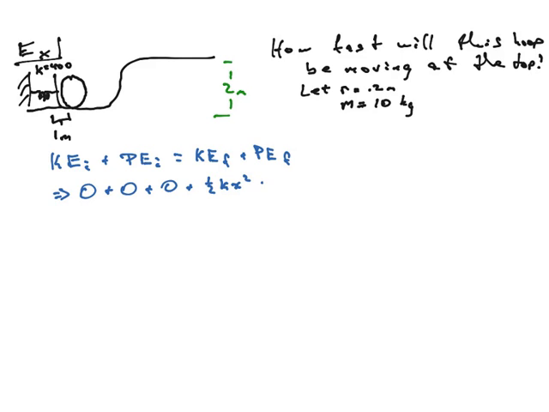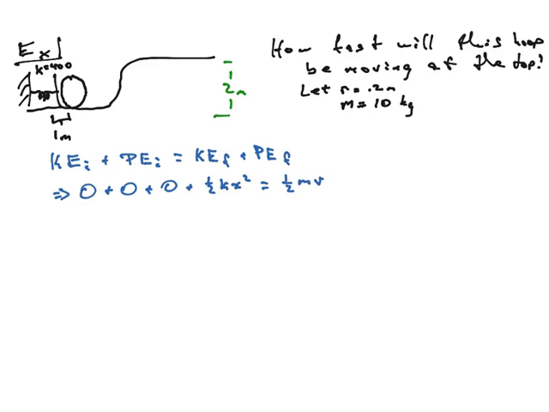All right, initial state is done. Now I'll look at the final state. What's the final state? Well, I've let go of the spring, it pushes my hoop, the hoop rolls up this hill, and is now at the top of the hill rolling along. At that point, am I moving? Yes, I assume I am.